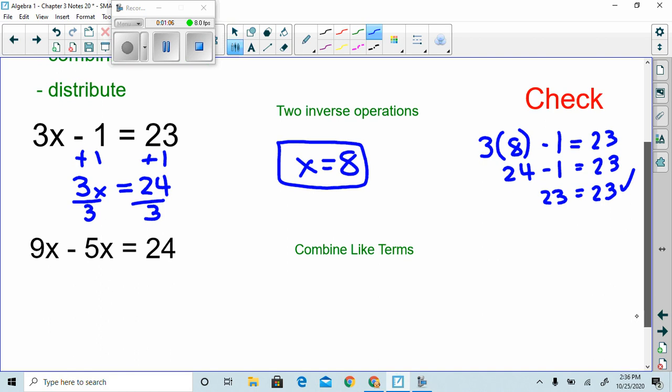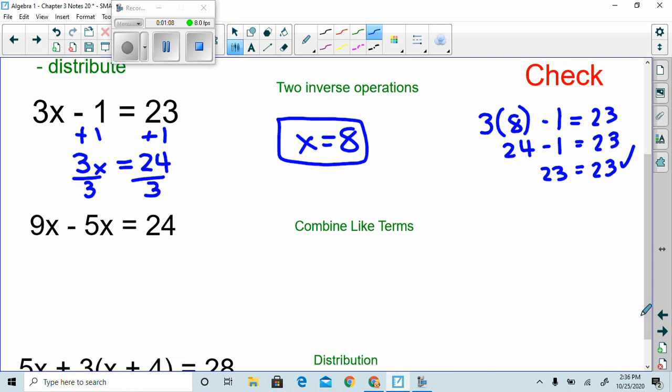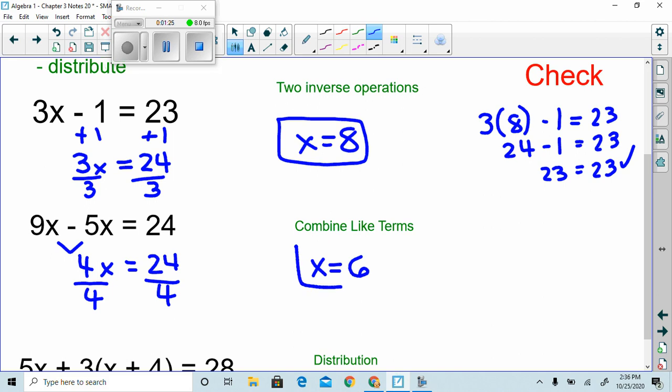The second example today involves combining like terms. 9x minus 5x, like terms, let's combine. 4x equals 24. We'll now use the division property of equality because the inverse of multiplication is division. Solution is x is equal to 6.